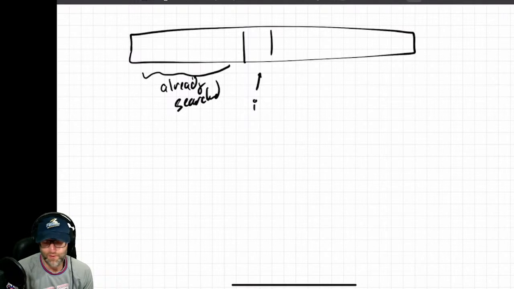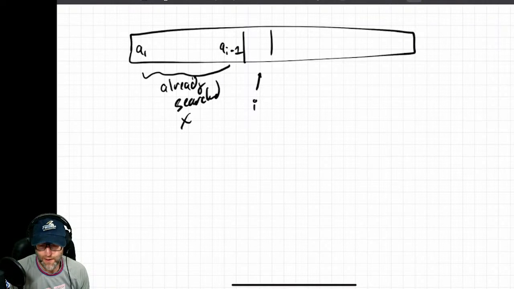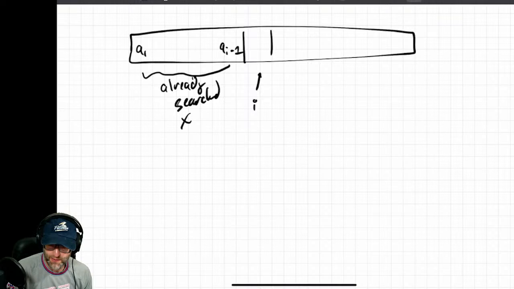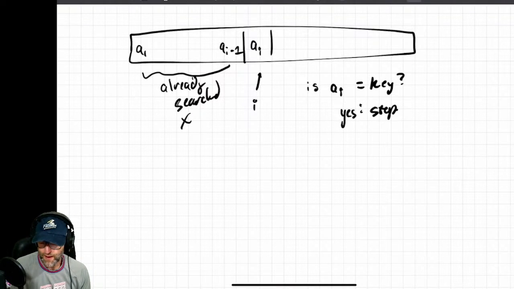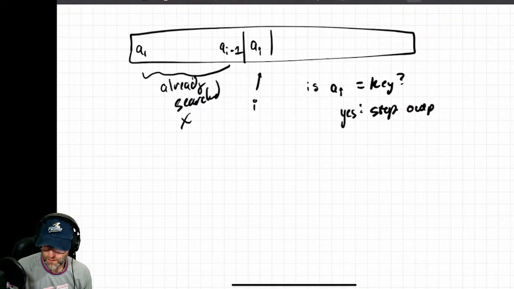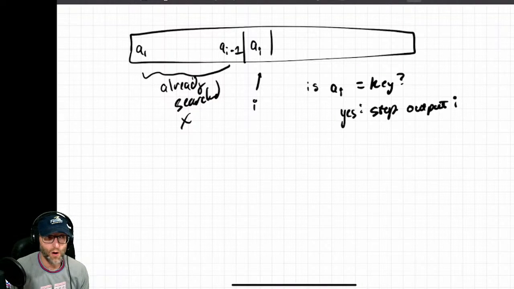this half, or all elements from A1 up to A sub I minus 1, and unsuccessful. I haven't found what I'm looking for. So I'm looking at A sub I right now, and I ask the question, is A sub I equal to the key? If yes, stop, and output I. That's the thing that you are looking for.